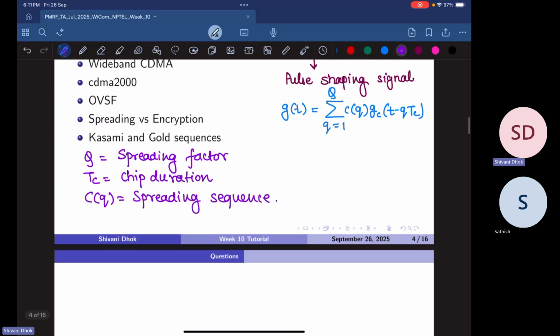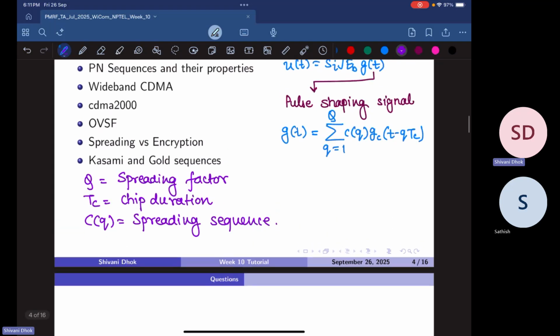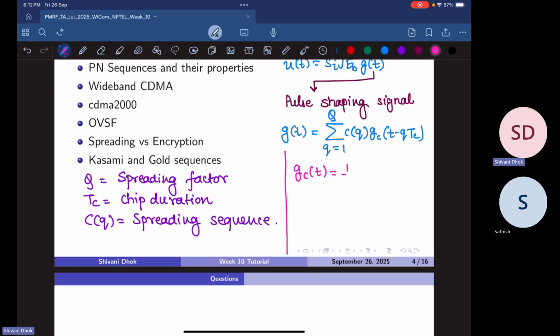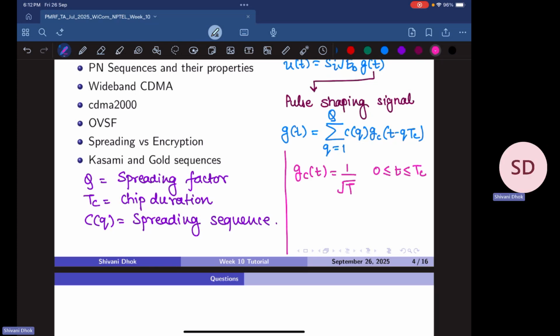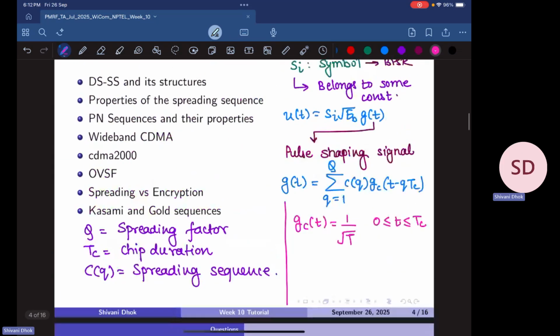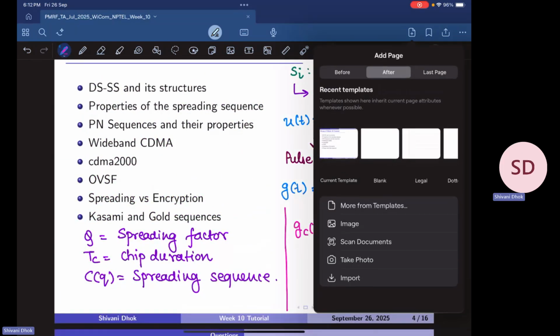So the c(q) is your spreading sequence, and this g_c(t) is basically 1 over root T_c for 0 less than or equal to t less than or equal to T_c. So this is what we had seen earlier as well. This is just a recap of what we had discussed in the previous lecture, previous week.